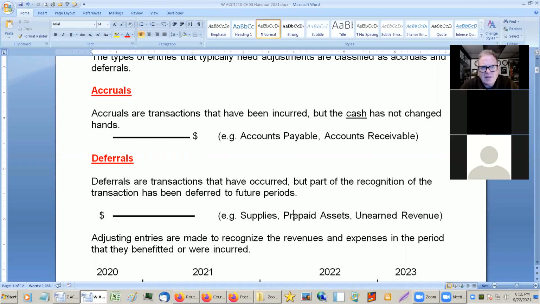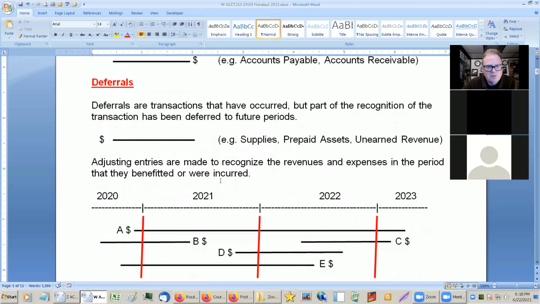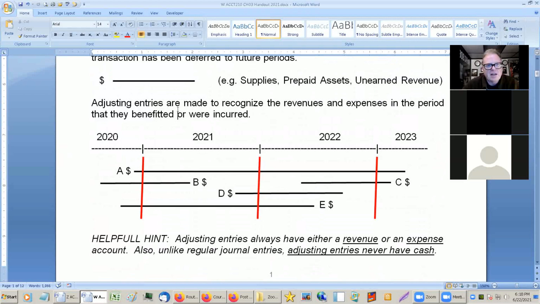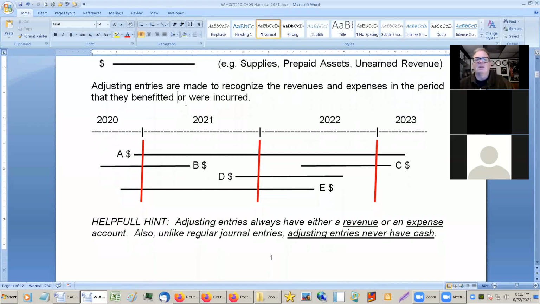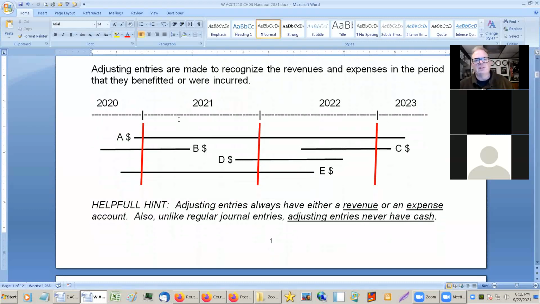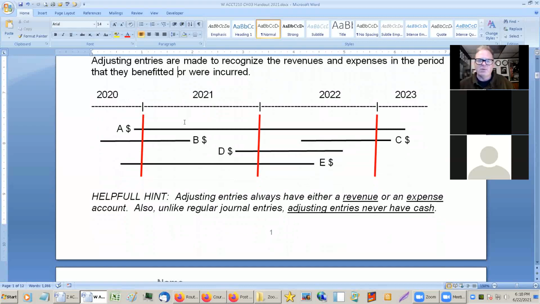Okay, and these are the things we have to take into account. And again, the reason that we're doing this is because we want to have all the 2021 revenues and the 2021 expenses matched up. Okay. And down here is just a little illustration of what we're talking about.